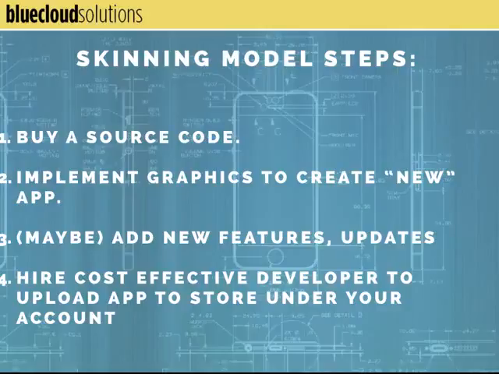And so the model steps, and I'm going to keep coming back to these basic 1, 2, 3s of all this, because I think it's really helpful for all of you to walk through the process and know exactly what I do, and what you can do when you're making these types of decisions. So the first thing, obviously, you buy a source code. That's what we just talked about. Two is you implement graphics to create a new app. Now you can get very cute about this. You can research this all you want. You can create a new theme. But the bottom line is you find graphics and you create the new app. You make it your own. You make it something unique that you really like.